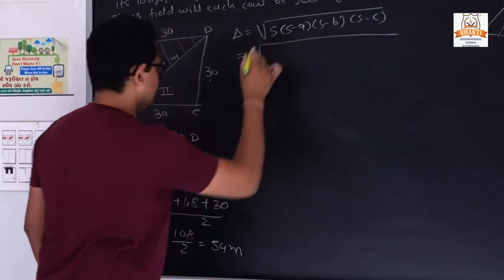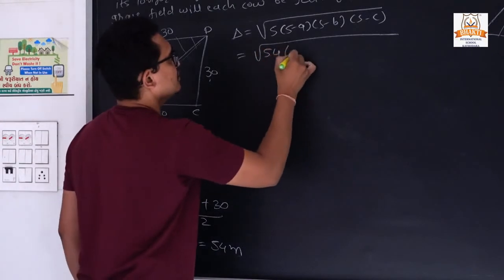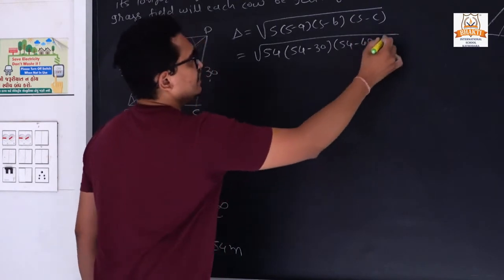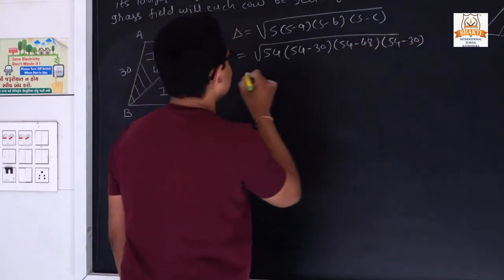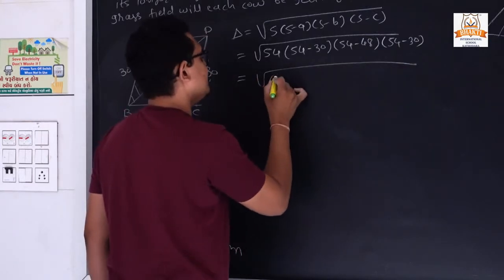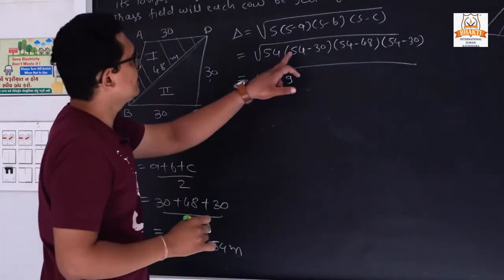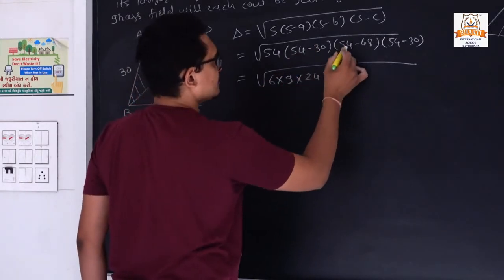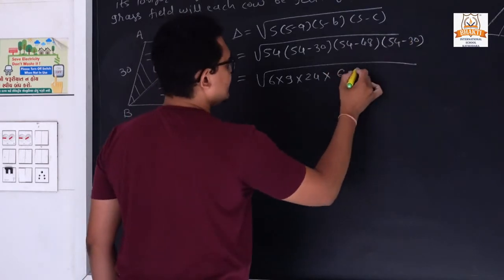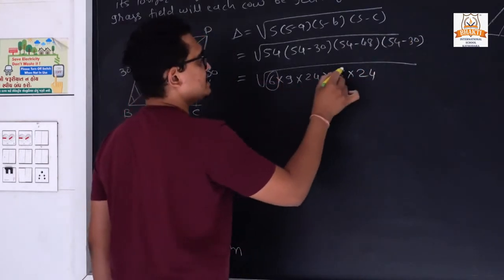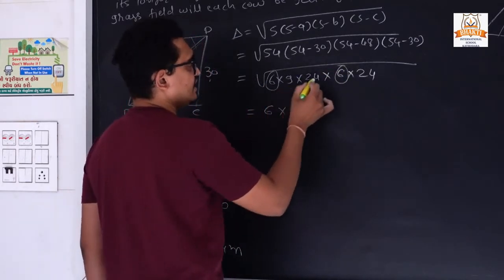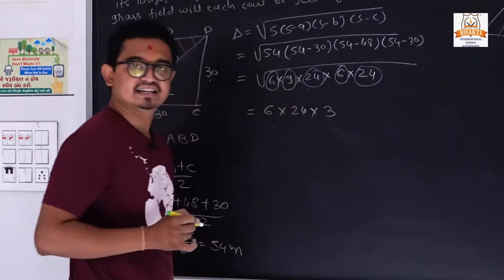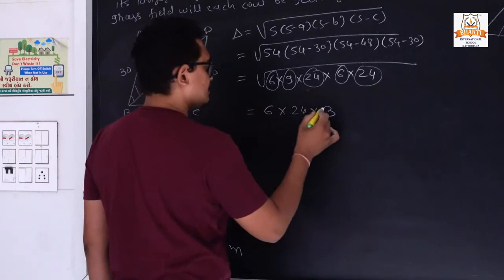So what is S? It is 54. 54 minus 30, 48 and 54 minus 30. So 54 means 6 9s are 54. Next, it is 24. Here it is 6, and once again it is 24. So we have a pair of 6, 6. So we can write 6. Then we have a pair of 24, 24 and 9. The square root of 9 is 3. Clear? So now 6 3s are 18.